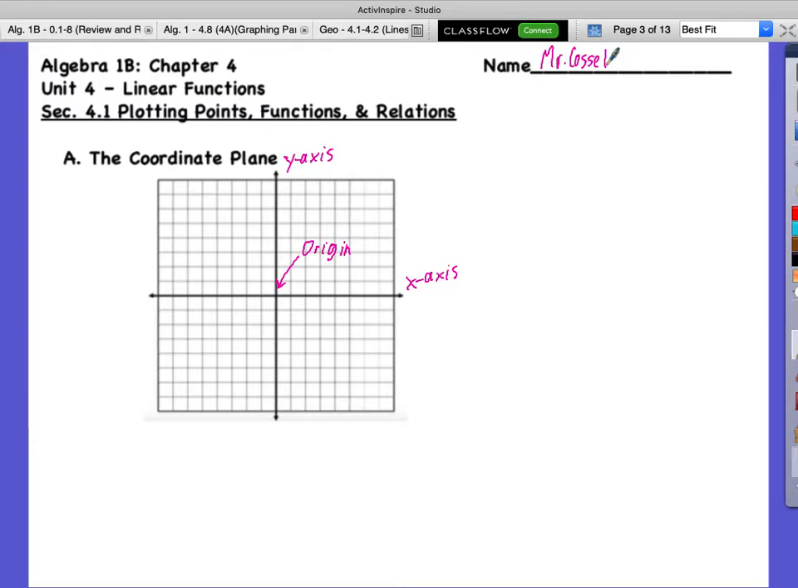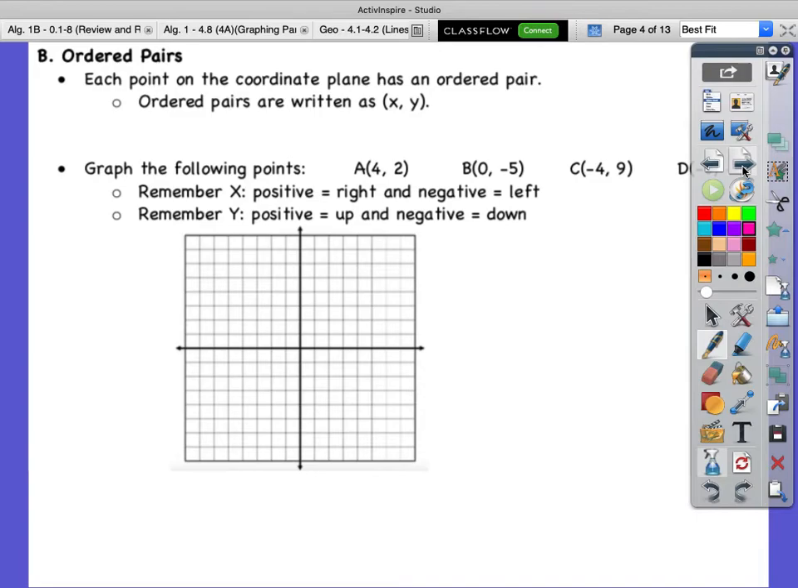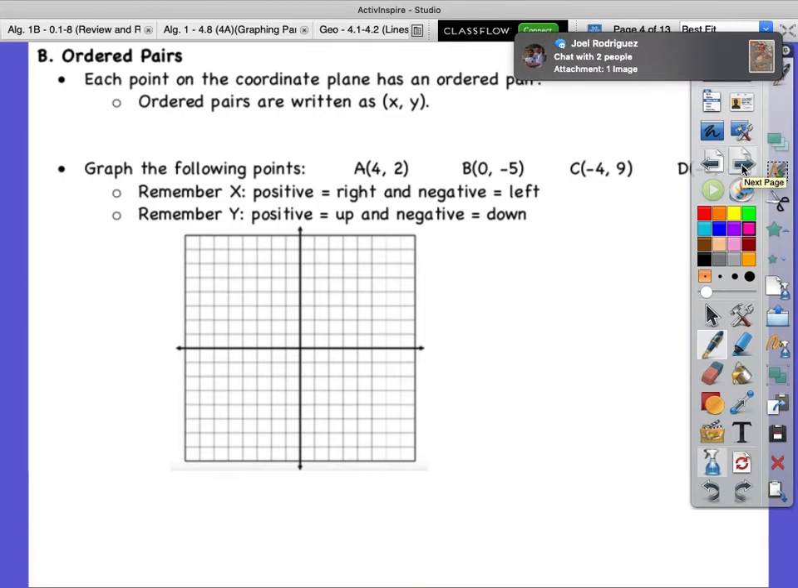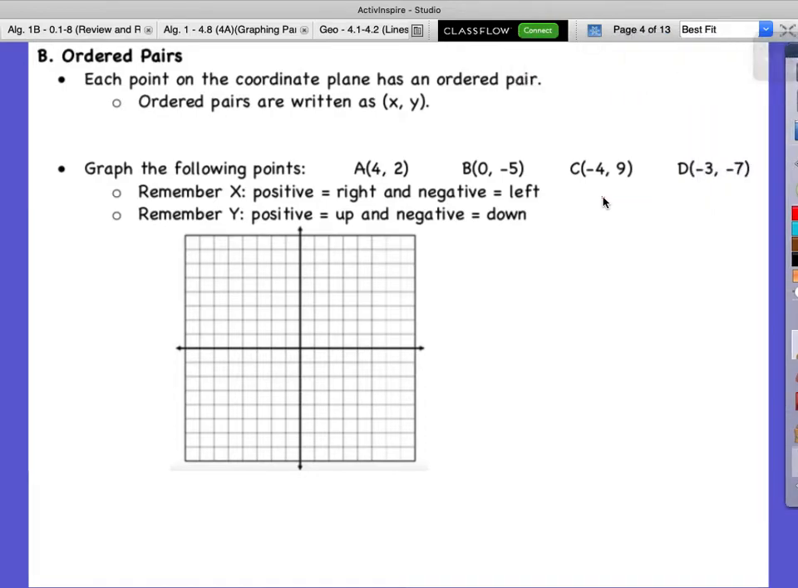After we do that, we're going to go right below this and talk about ordered pairs, okay? Each point on the coordinate plane has an ordered pair: something, comma, something. Ordered pairs are written as x, comma, y. So you write your x value, and then you write your y value. So we graph these points.